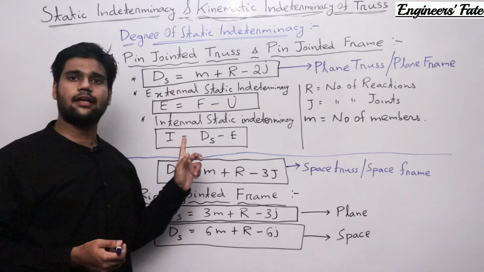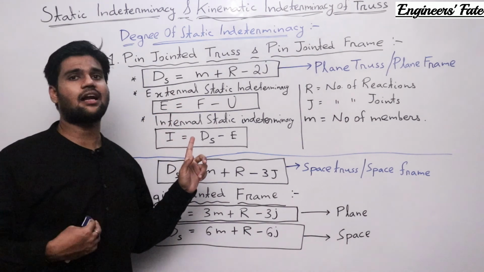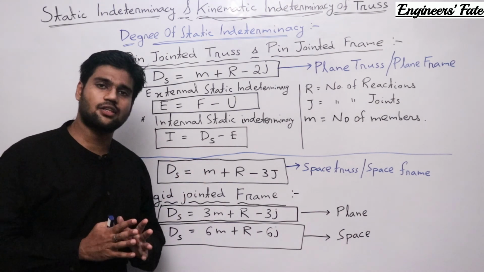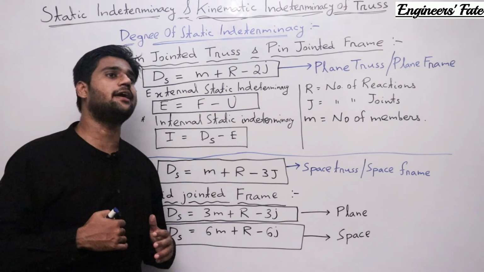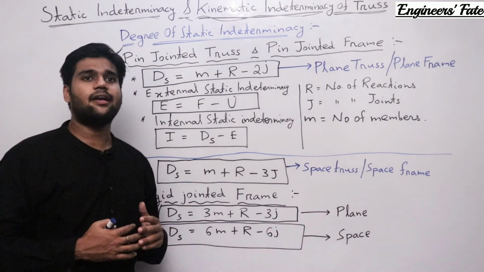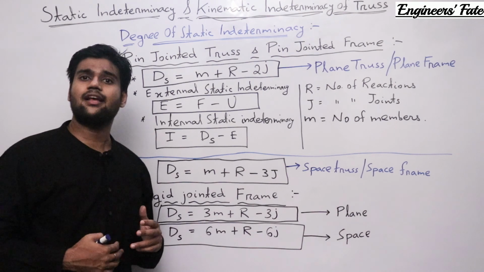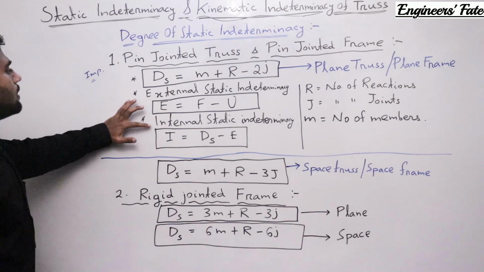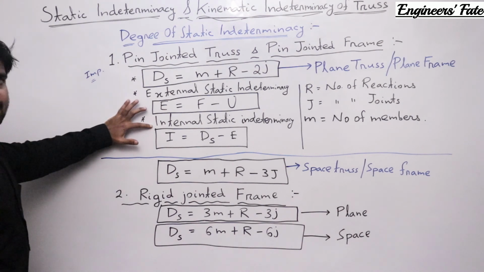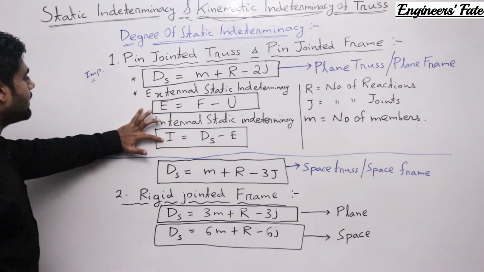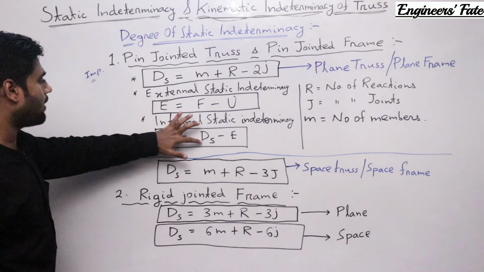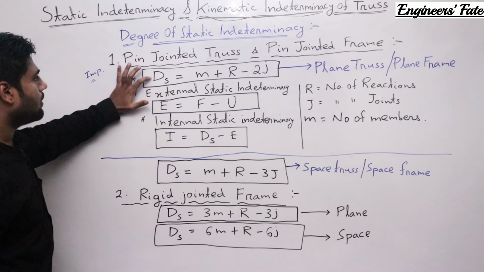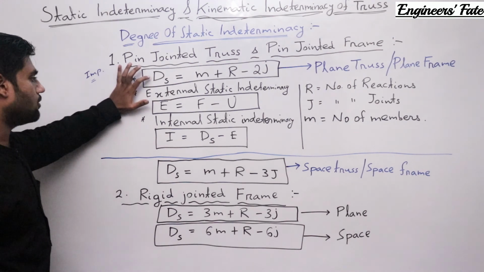This thing I have clearly described in my static indeterminacy video, the second video I think, and I think you are watching my videos in sequence because I am interrelating the things to make them easier. So that's why I am telling. Here the internal static indeterminacy is slightly different: I can find internal static indeterminacy by subtracting the external static indeterminacy from the degree of static indeterminacy value.